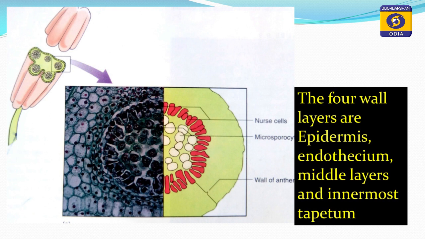These are very large cells, and the endothecium is ultimately responsible for dehiscence. Inner to the endothecium, the epithecium is single layered, the endothecium is a single layer of large cells, and the middle layers are very small cells, 2 to 3 layers inner to the endothecium. The innermost layer of the wall is the tapetum. That is highly significant.